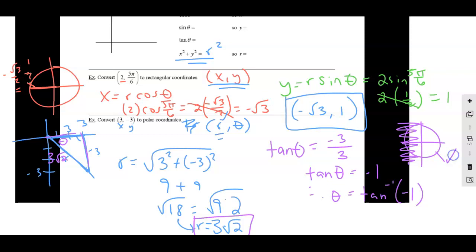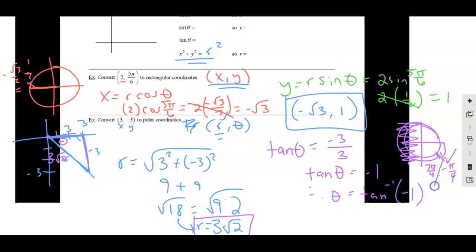I'm going to want the one here, which, remember, instead of using the big positive angle, which would be 7 pi over 4... wait, 1, 2, 3. Actually, it is 7. Instead of using the big angle, we're going to use the negative one instead.